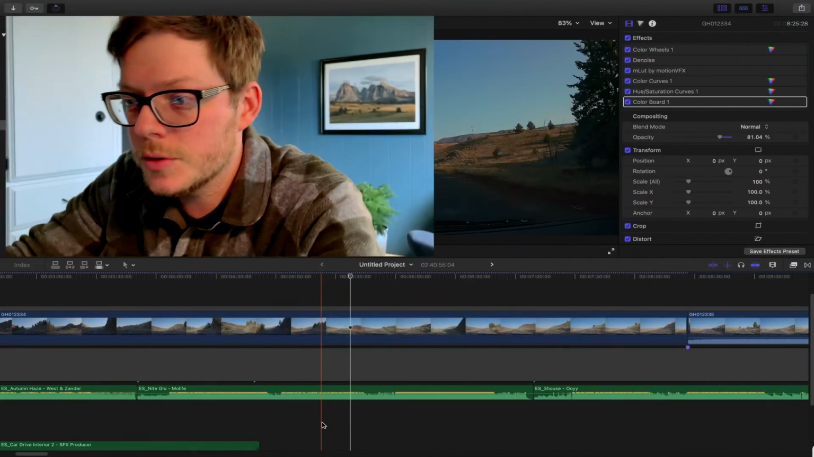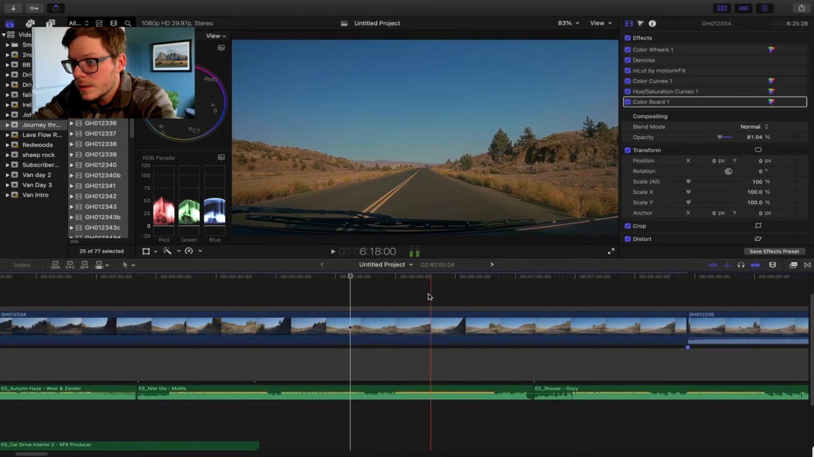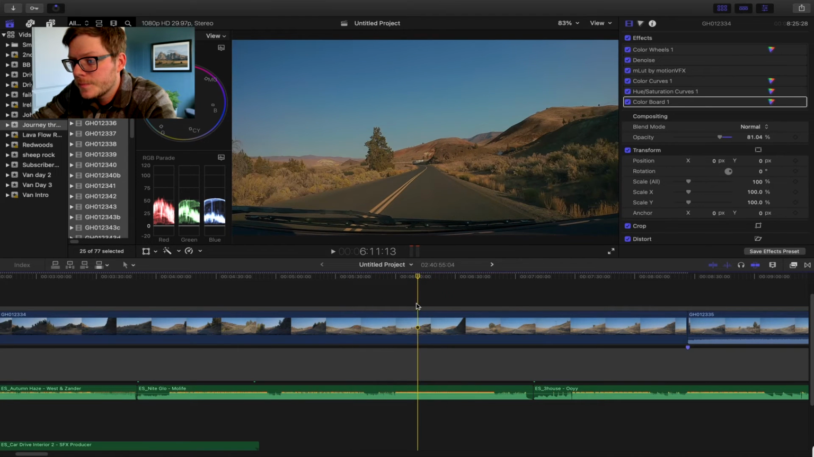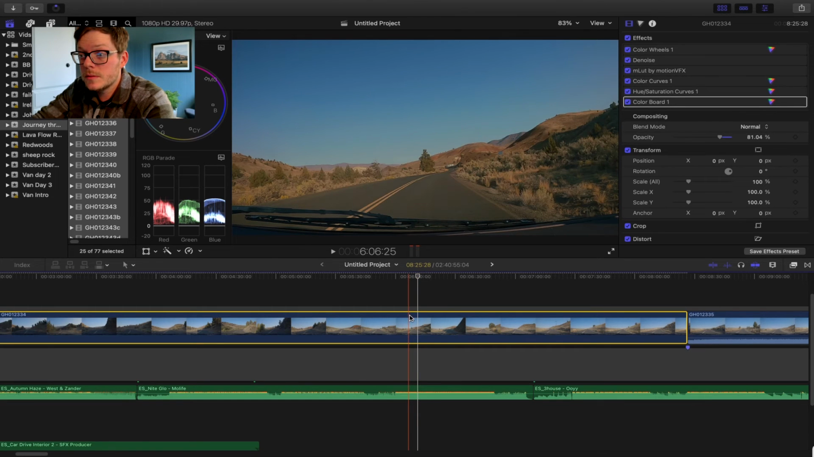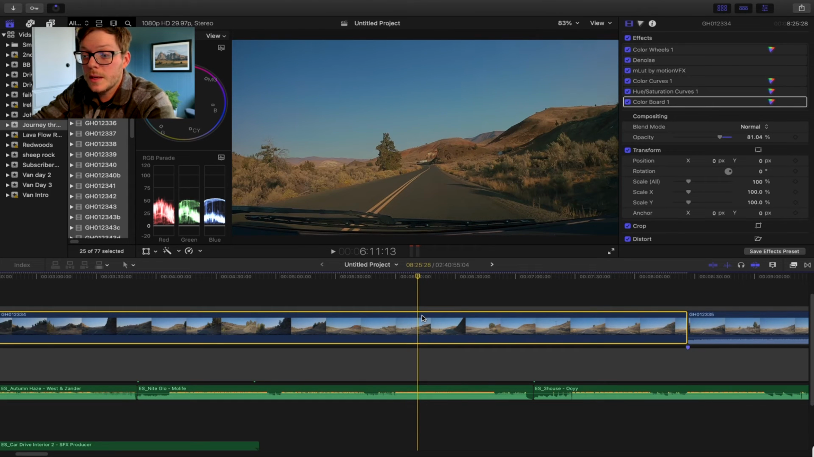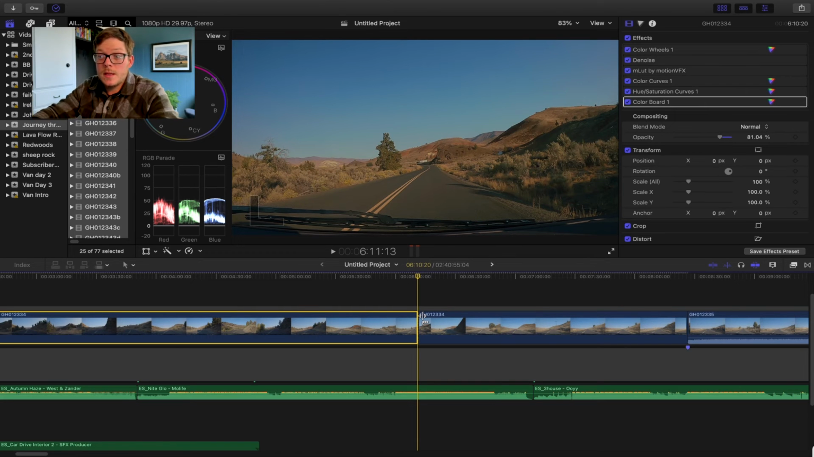But what I was able to do was cut the clip right before the error had occurred. So here, I'll show you 6 minutes and 11 seconds. And at that point, all I did was Command B. So I cut the clip, separated it, and for whatever reason, that was able to solve the problem.